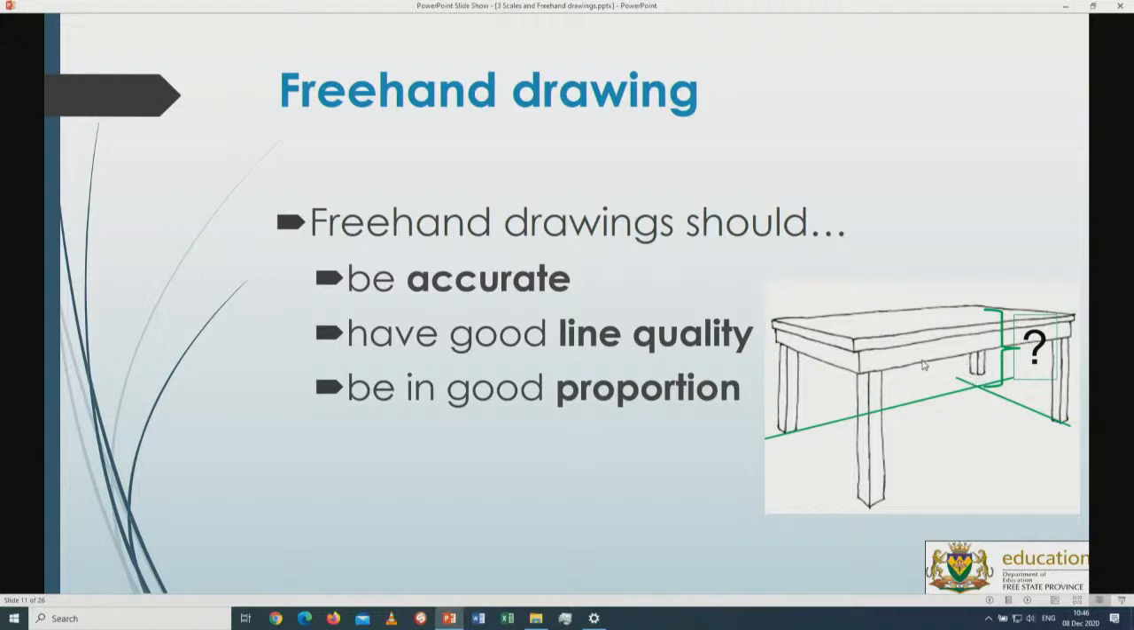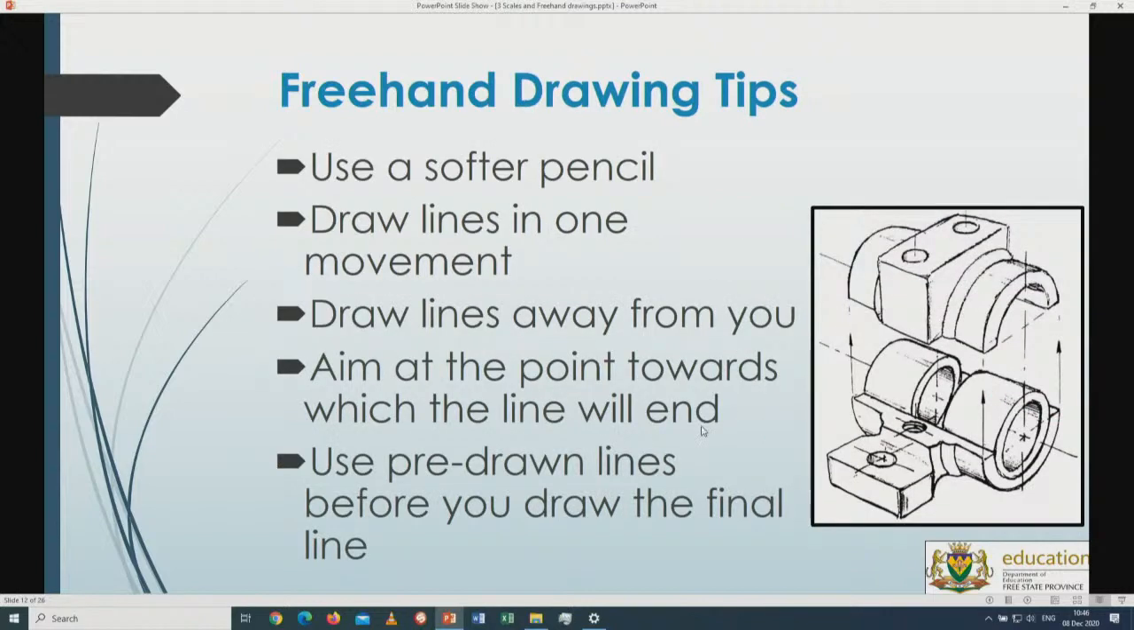So therefore we will have to have a good proportion of what is going on. Although that makes it look as if it's much further away in the drawing, still we have to think about the proportion that we're working in. And then also the line quality: still we're going to use line quality of type A lines and B lines and C lines if we do this type of drawing.